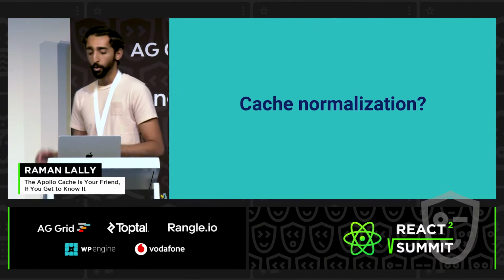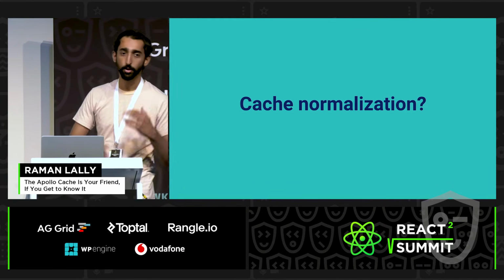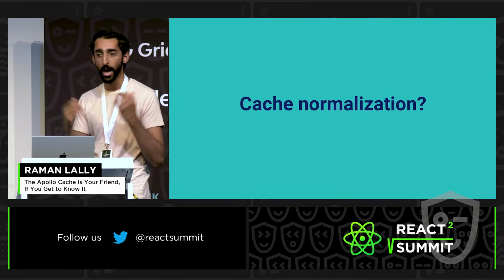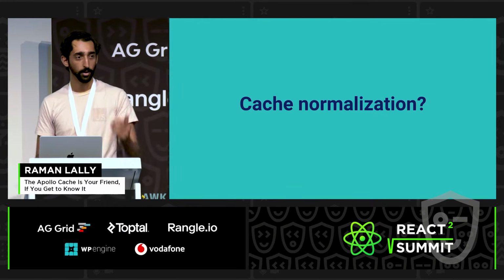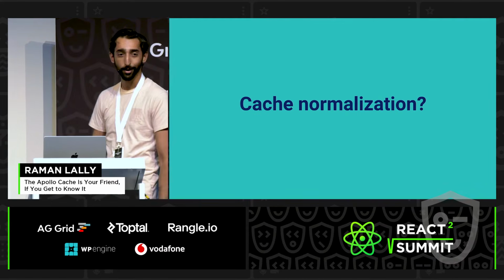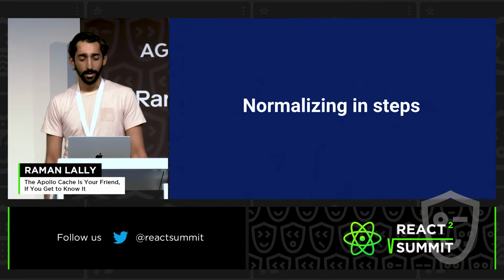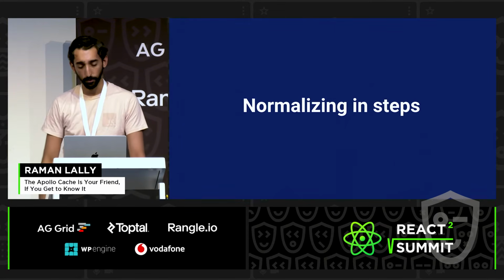So we have our data, and we know when we're getting it from the cache. But what's in the cache? How did that data get stored? I said it's not exactly your data, it's just a representation of it. And normalization is how it got stored. It's normalized in steps, and there are essentially 3 where you could break it down.